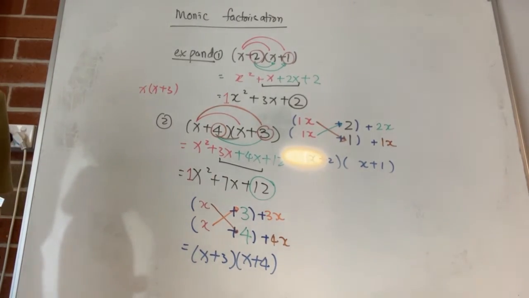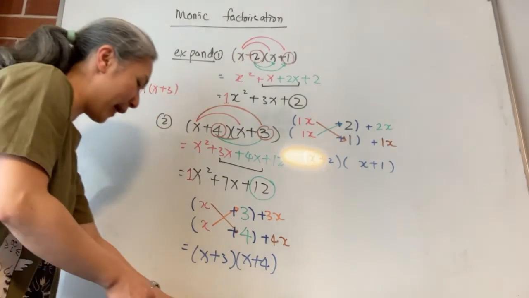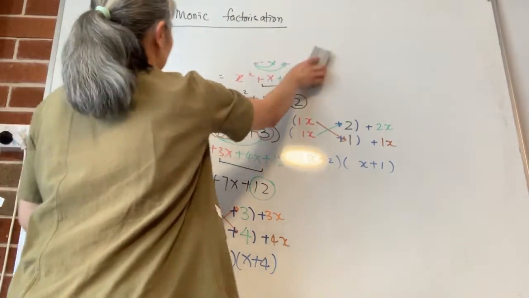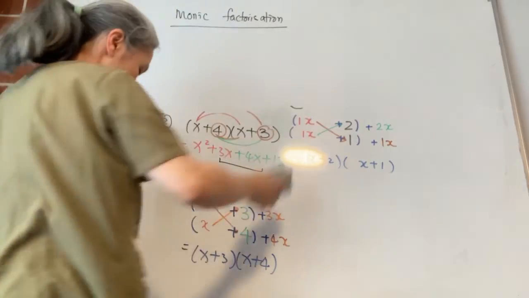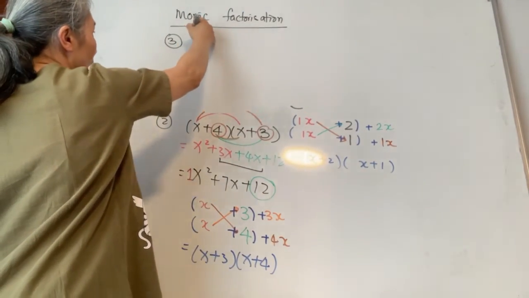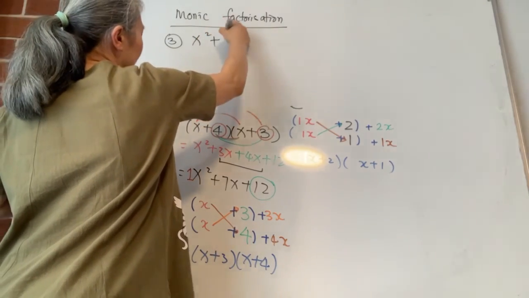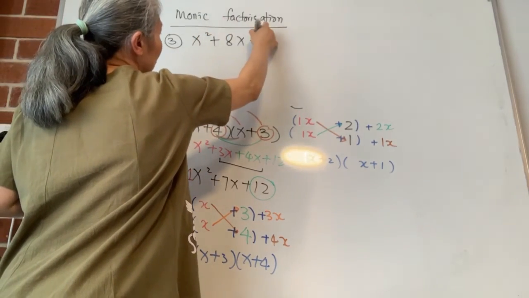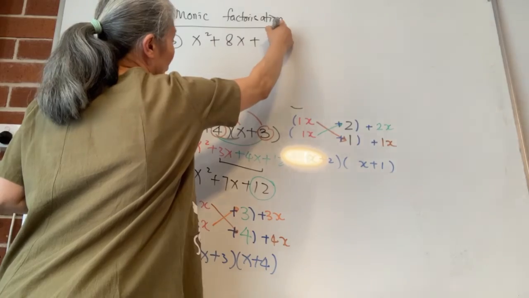All good? Yes? Okay, I'll let you try another one. Now, okay, yeah, question 1, question 2. Now you are looking at question 3. So if I want to factorize x squared plus 8x plus 12.